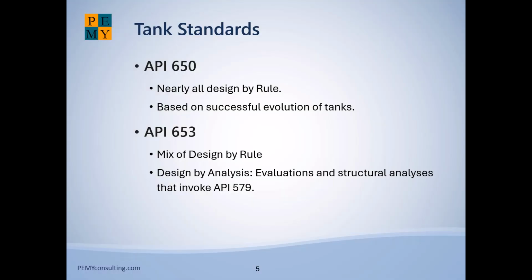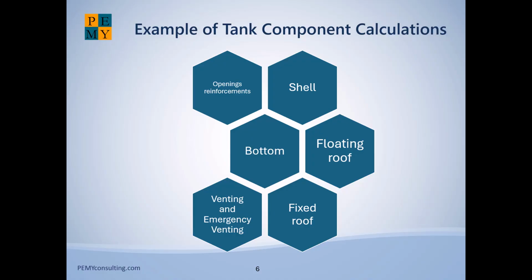API 650 is largely a design by rule built on decades of successful tank performance. API 653, on the other hand, blends design by rule checks, such as for hoop stress thickness requirements, with design by analysis evaluations such as the strength of a locally pitted shell plate area. API 653 allows the use of API 579 when detailed engineering evaluations or assessments are needed. Each major tank component is evaluated using distinct calculation methods depending on the governing loads, failure modes, and applicable standards.